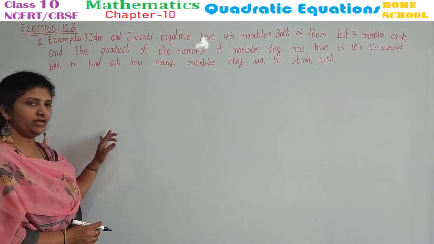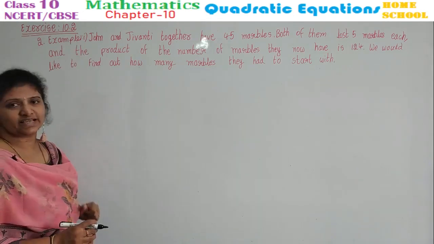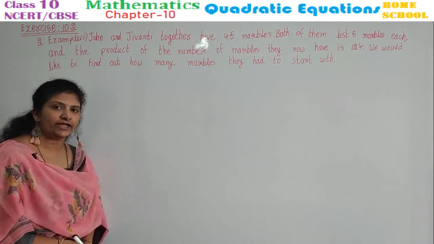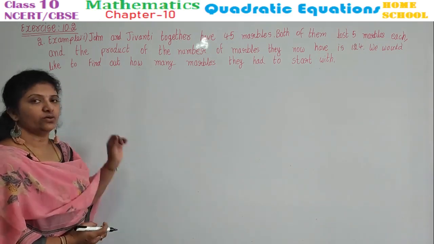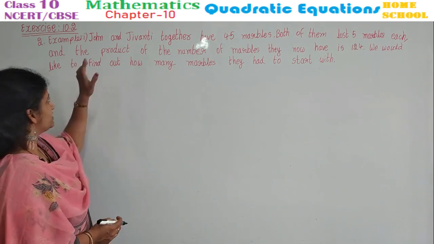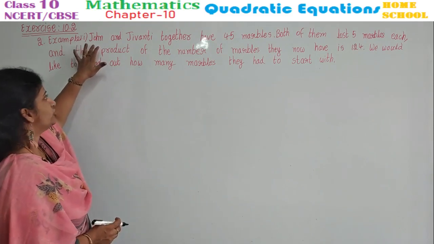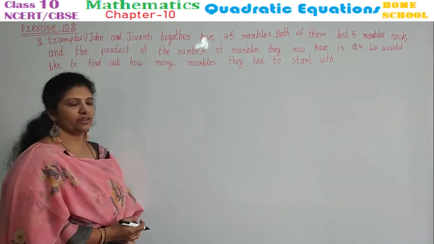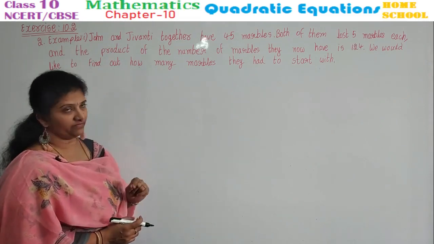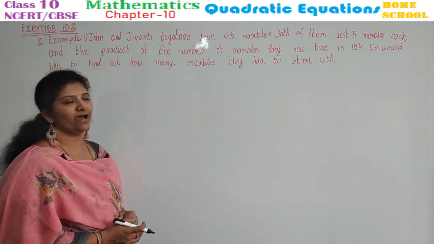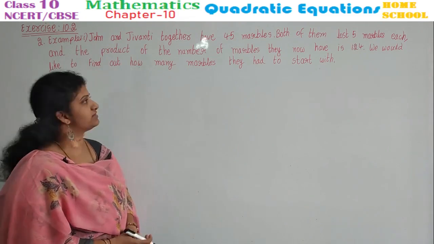See the second main. Solve as example 1 said. In your textbook, your example 1, there are 2 sub questions. We need to solve them now. First sub question I have written here. John and Jeevanti, there are 2 persons. Who are those? John and Jeevanti together have 45 marbles.